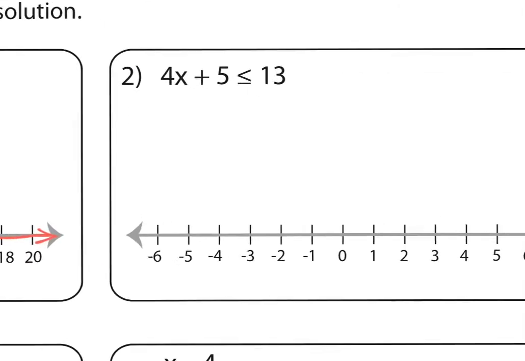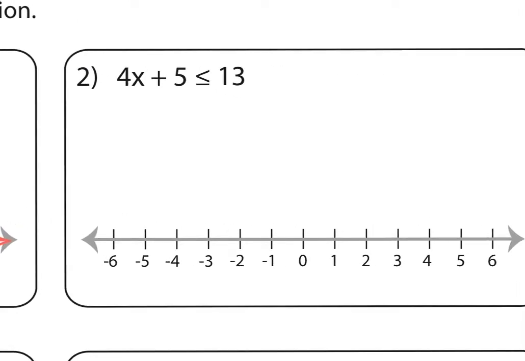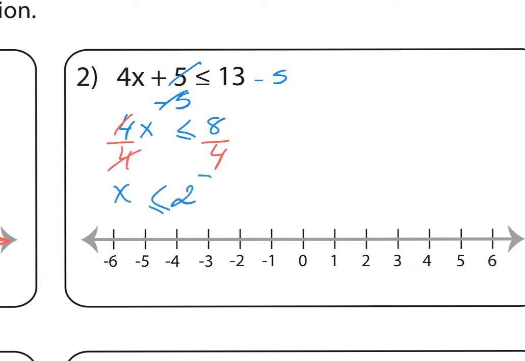Right, so let's start number 2. All right, so for number 2, we got 4x plus 5 less than or equal to 13. So we're going to subtract 5 first, right? So we're going to subtract 5 from both sides. And we will have 4x less than or equal to 8. And the next step, we need to get rid of 4. So we will divide by 4, right? And we will have x less than or equal to 2.